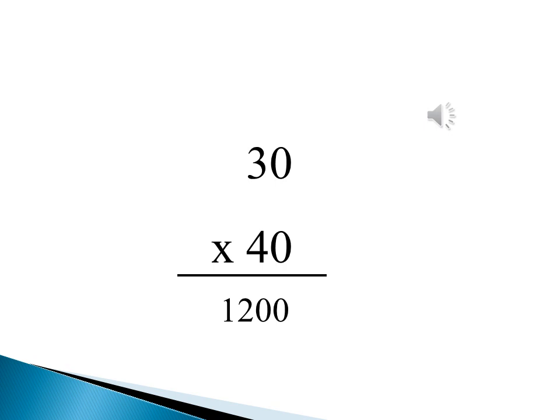What's left now? Yes, I have 4 and 3, so I have to multiply 4 by 3. 4 by 3 equals 12. So my final answer is 1,200.